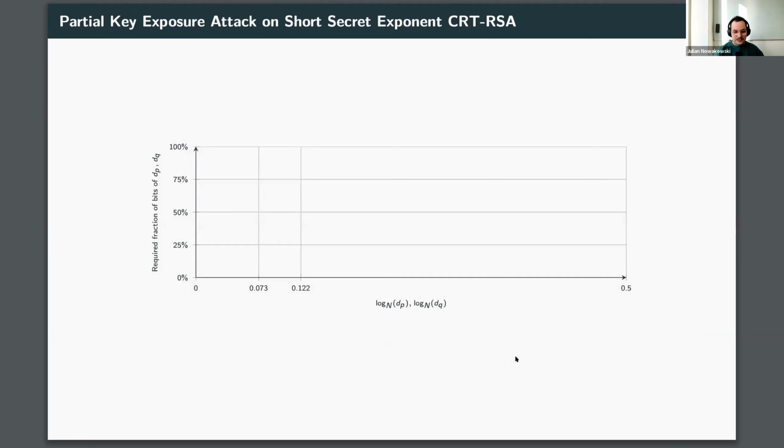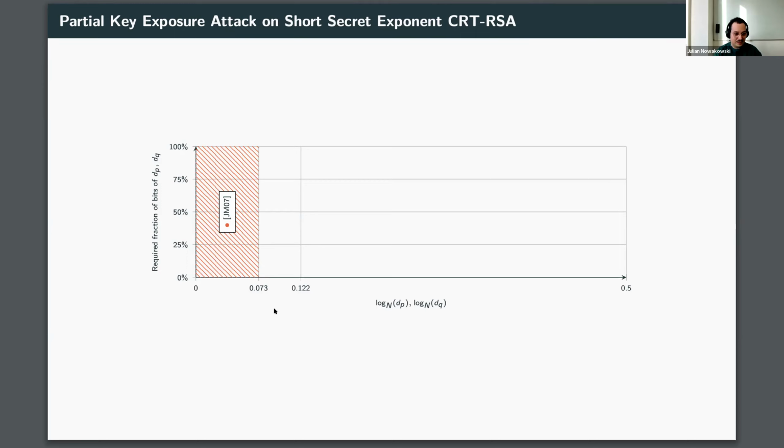Let's also visualize this. Now we see on the horizontal axis how large dp and dq are, and again on the vertical axis we see how large a fraction of bits we have to know to break CRT-RSA in polynomial time. Actually, for quite a long time there weren't even results like the Wiener and Boneh and Durfee results for RSA. Until in 2007, Jochemsz and May finally could show something, and they showed that if you are below 0.073, then you don't have to know any bits at all.